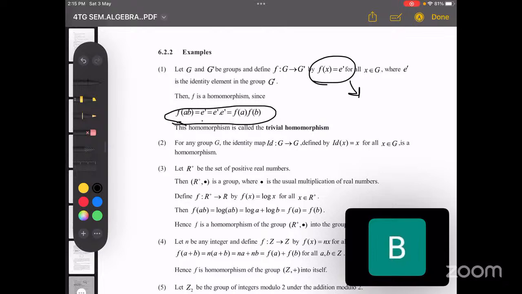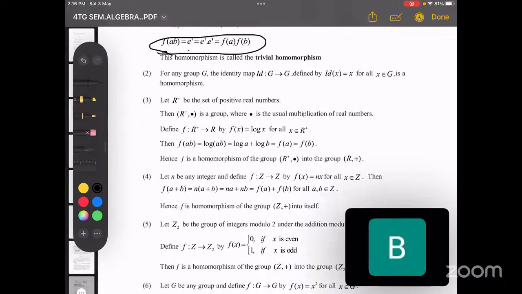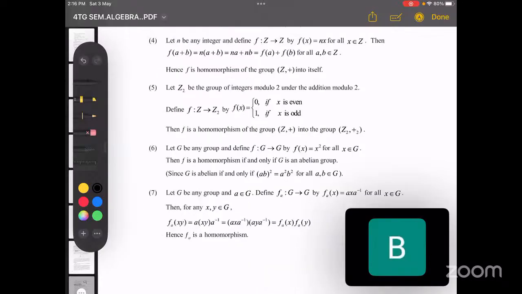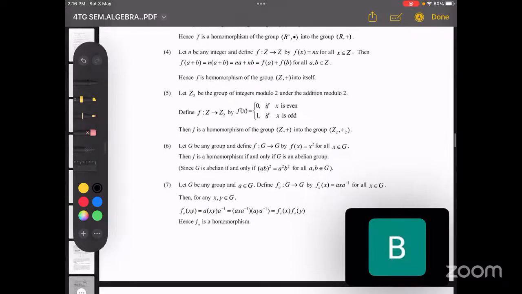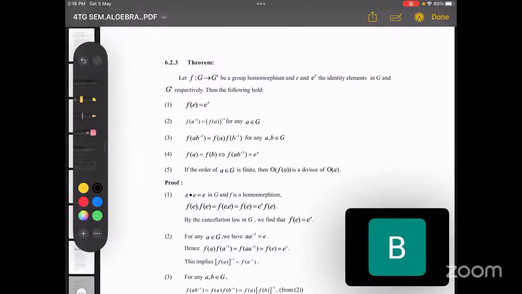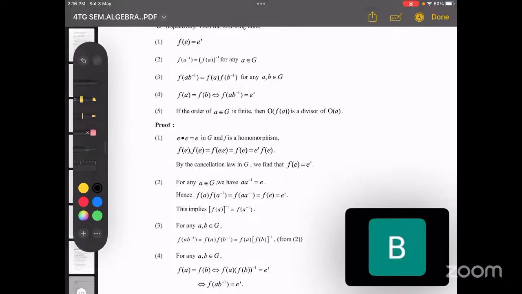It is defining, okay. For any group G, the identity map from G to G is called a homomorphism. Here some examples are given, which groups satisfy the condition of the homomorphism. There are 7 examples; you can go through them. This is not an important theorem.